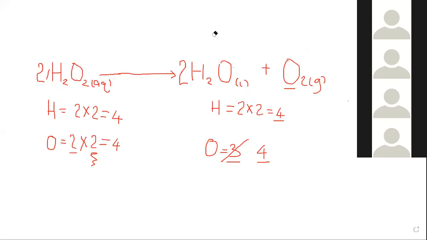Okay. On the product side, we have water and oxygen. Since there are two oxygen atoms on this side after the plus sign, and in water we have only one oxygen atom, when we add them, there are three oxygen atoms on the product side I'm writing. What you're saying. Yes.